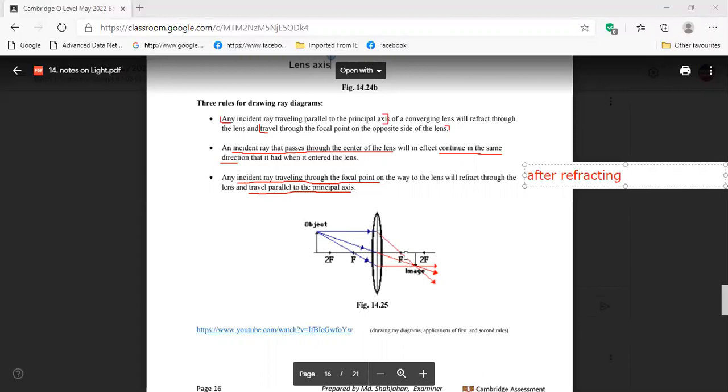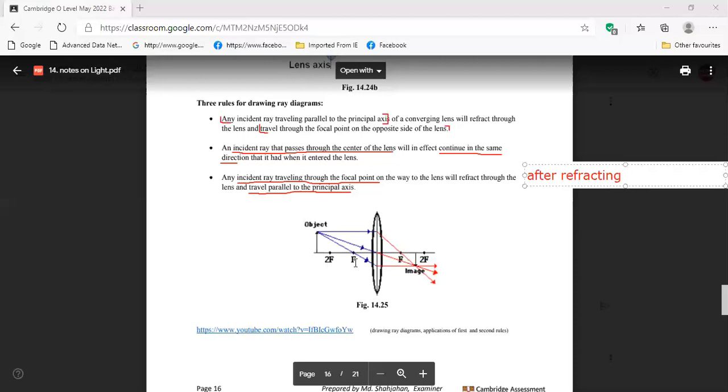I don't know how you did your drawing, but you should draw with a ruler. This line is parallel to the principal axis, and this line should go through the focal point. We already told you what the focal point is. If we draw parallel rays, the lines join at a single point, which is called the focal point.